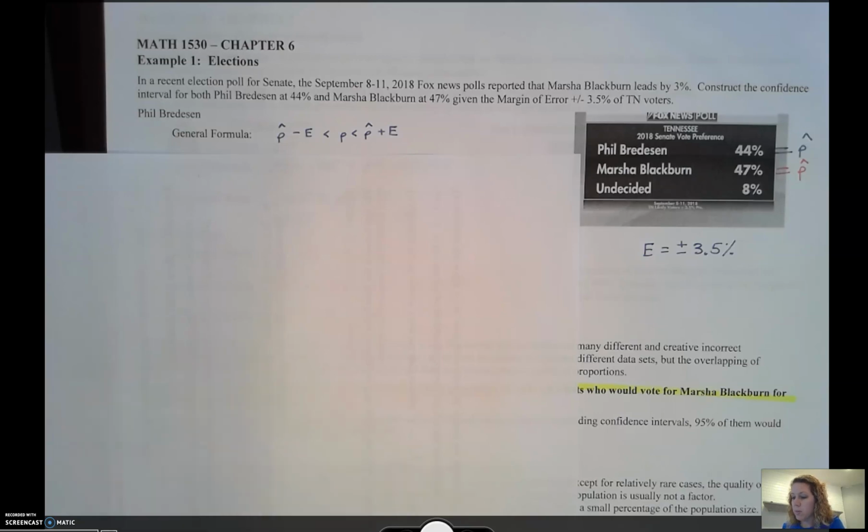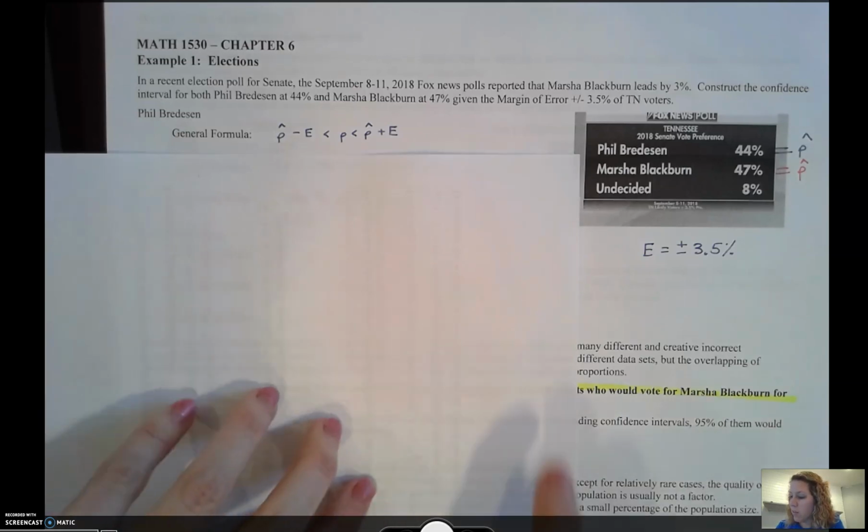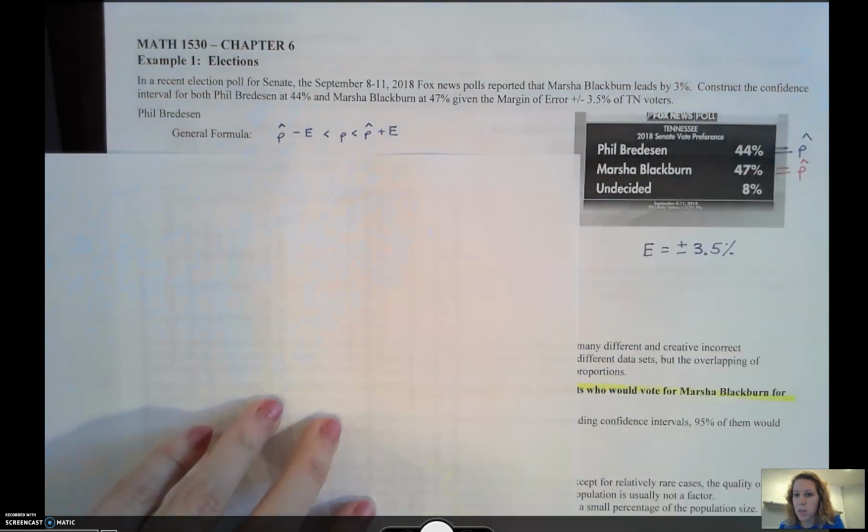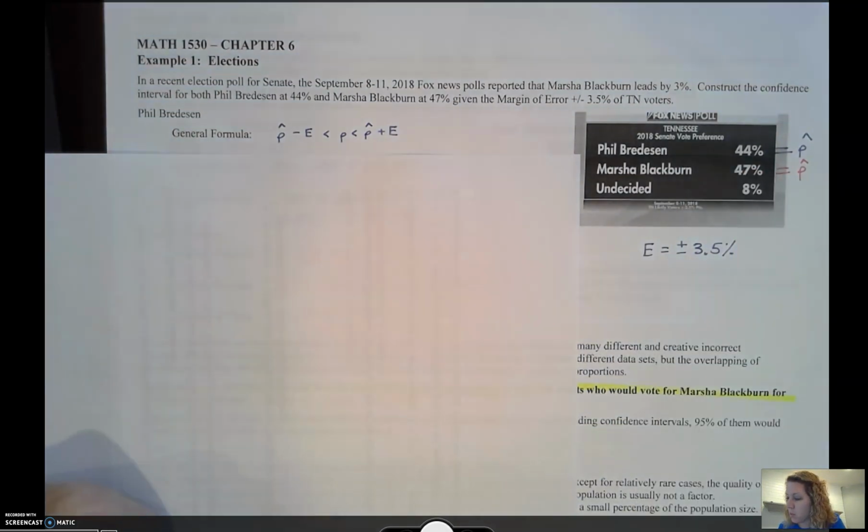So they took a sample and they saw that Phil Bredesen in the poll had 44% of voters vote for him, and Marsha Blackburn had 47%. Undecided was 8%, and then the margin of error is 3.5%. This means that Phil Bredesen's sample percentage, or p hat, is 44%.